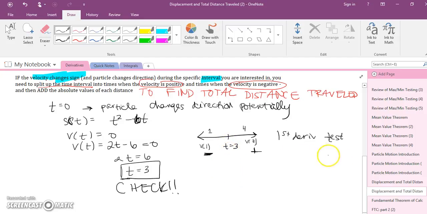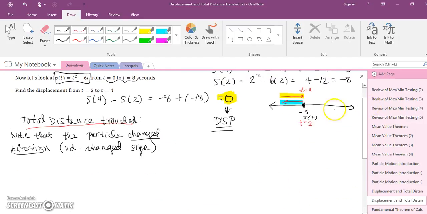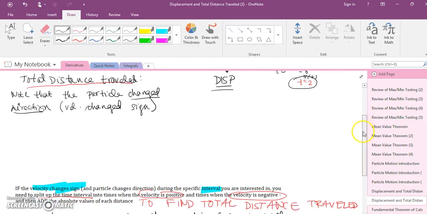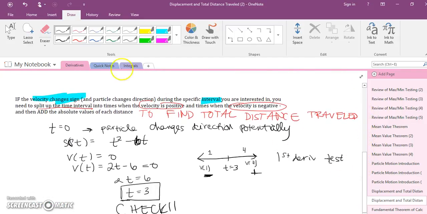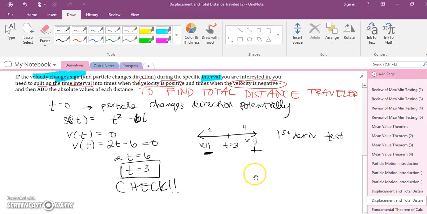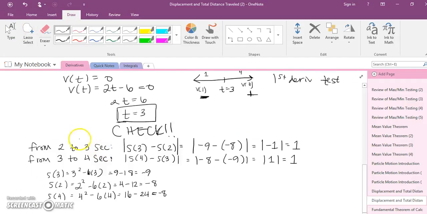So what you need to do is find the movement from 2 seconds to 3 seconds, which is blue, and then find the movement from 3 seconds to 4 seconds, which is yellow. Take the absolute value of those distances so that they don't cancel each other, and just add those two up. Now that I established that it's changing direction at 3 seconds, what I'm going to do is split it up from 2 to 3 seconds and from 3 to 4 seconds, because I really want from 2 to 4, but you have to break it up wherever it changes direction.